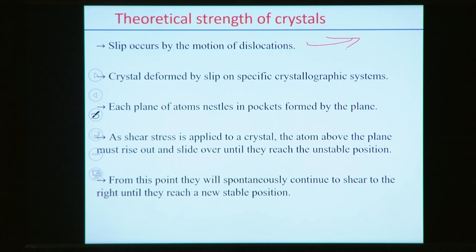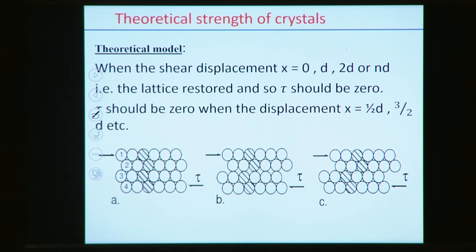First, the crystal slips on the specific crystallographic system that we already discussed, where each plane of atoms nestles in pockets formed by the plane below, and as shear stress is applied to a crystal, the atoms above the plane must rise out and slide over until they reach the unstable position. From this point, they will spontaneously continue to shear to the right until they reach a new stable position. Based on these things, we can find out the theoretical strength of a crystal.